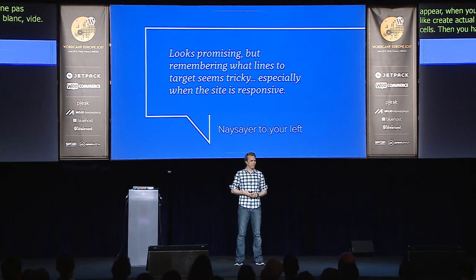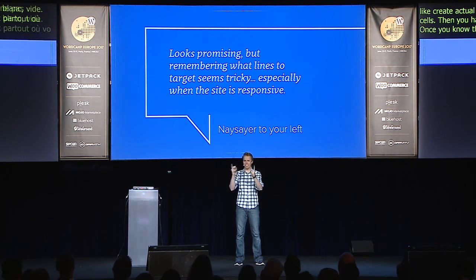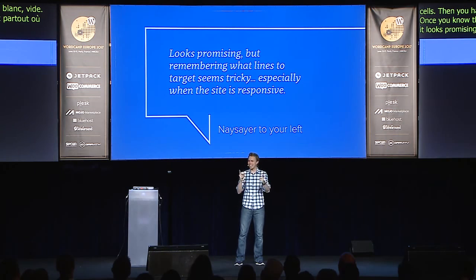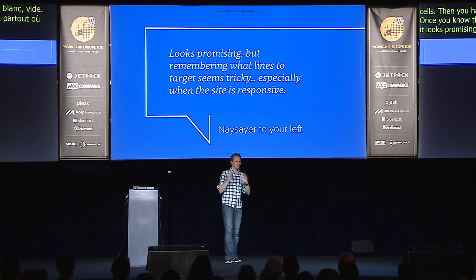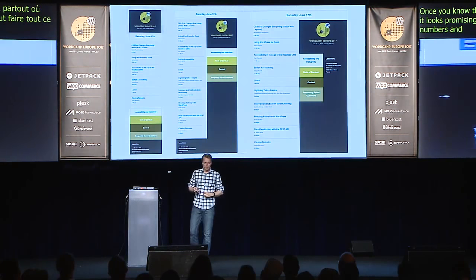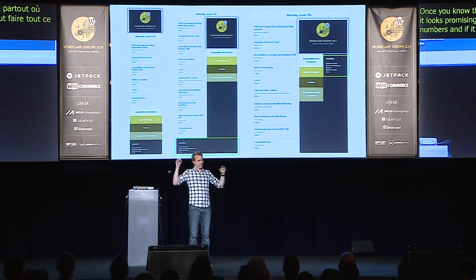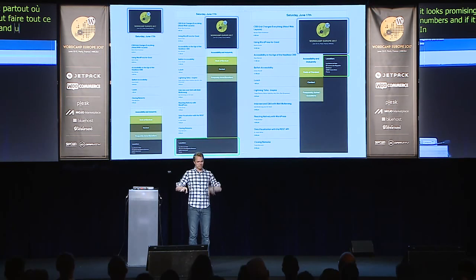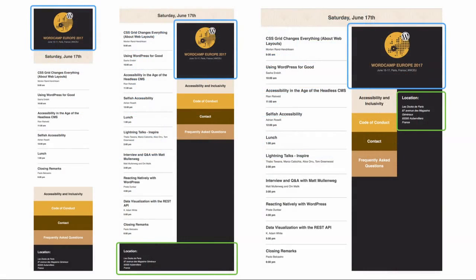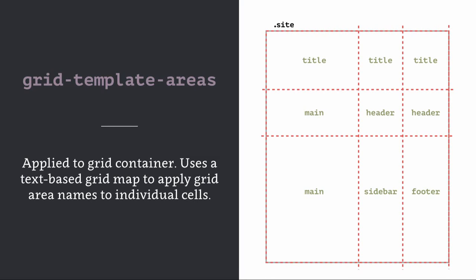Looks promising, right? But you have to do all this counting stuff and keep track of the line numbers, and then what if it's responsive and you keep changing the grid? It gets kind of nuts. In my layout, I move elements, particularly the header and the footer. Keeping track of that with numbers would be a pain. And to be fair, you can actually give each of the track lines a name and refer to them by name instead of by number, but that's still quite a lot of stuff to deal with.